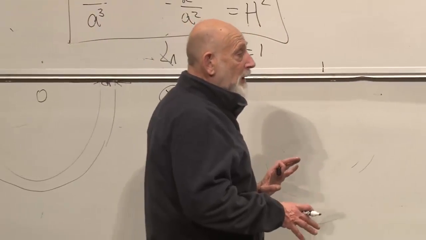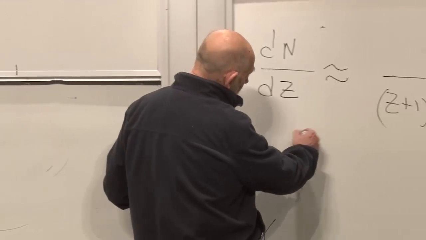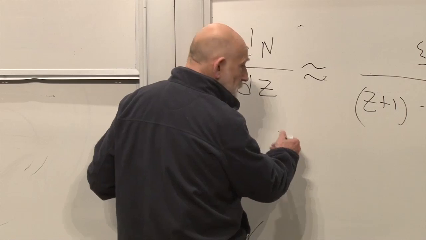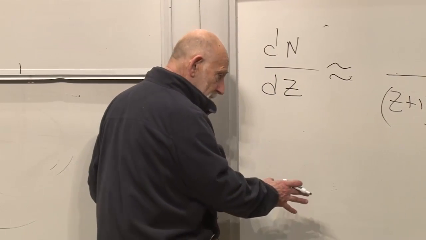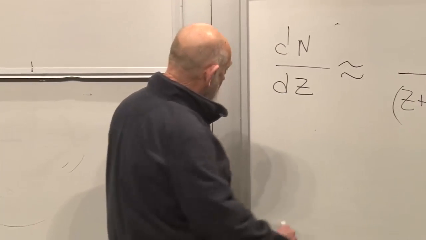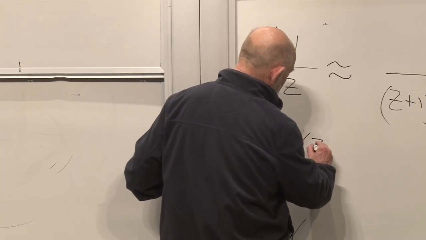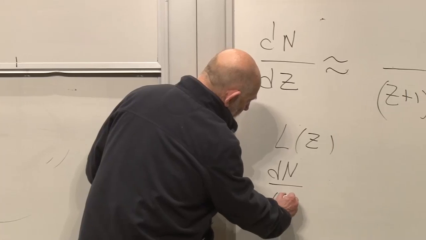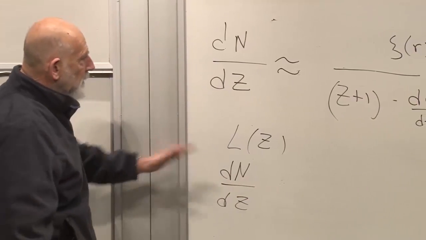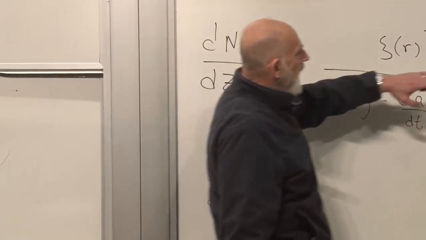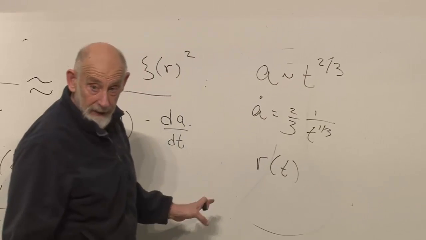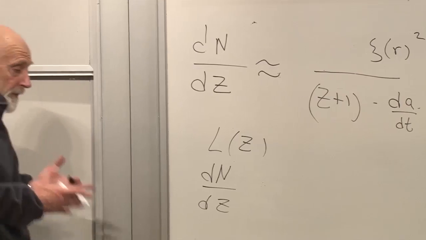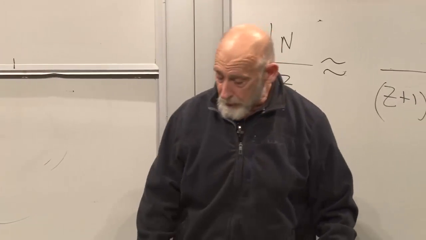The two pieces of information are luminosity as a function of redshift, and the number of galaxies as a function of redshift. Those two things together are enough to determine A of t and k, whether it's +1 or -1 or 0. All right, so you do that. Astronomers do that. They've been doing it for 50 years or more.